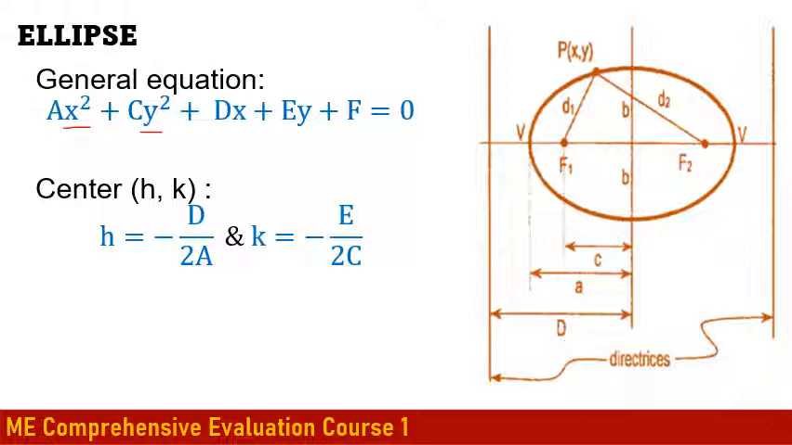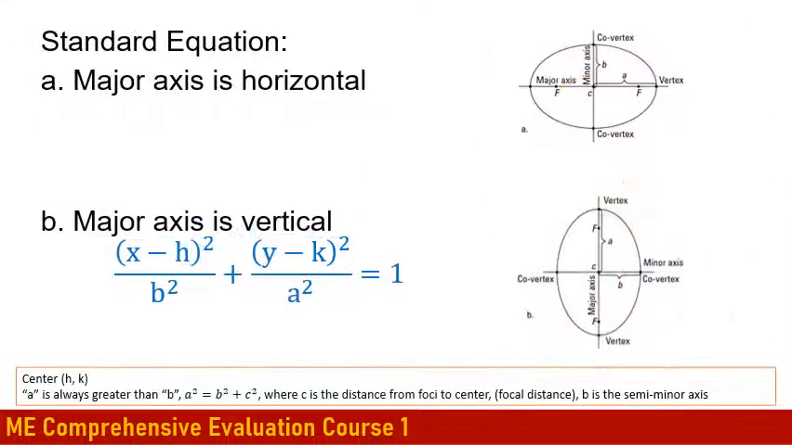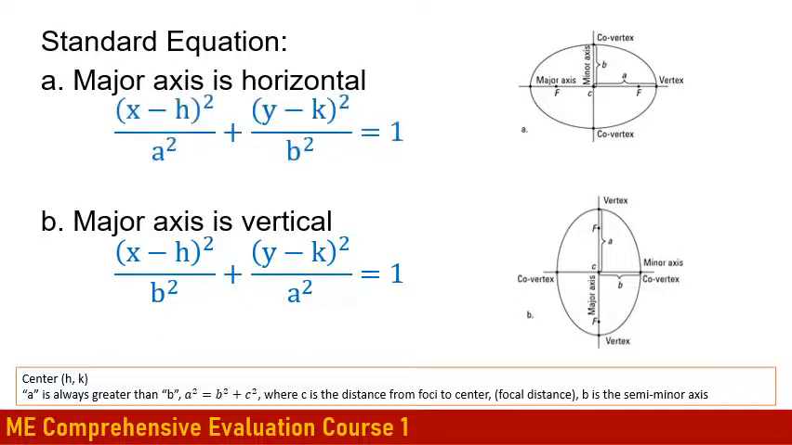For the center, we can get the values of h and k using the values of d and a, and also e and c from the general equation. Simply substitute those values here, then we can get the center of this particular ellipse. The major axis, the standard equation, if the major axis is horizontal, is shown here. So this is how the ellipse would look like if the major axis is horizontal. The major axis is this axis here. And then the other axis is the minor axis.